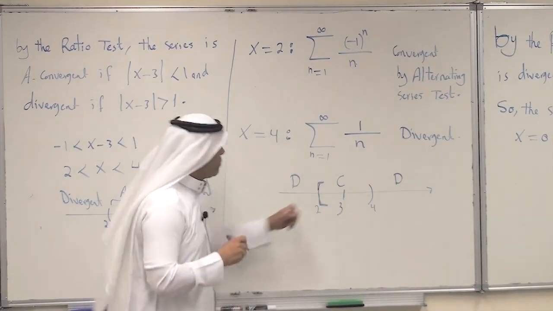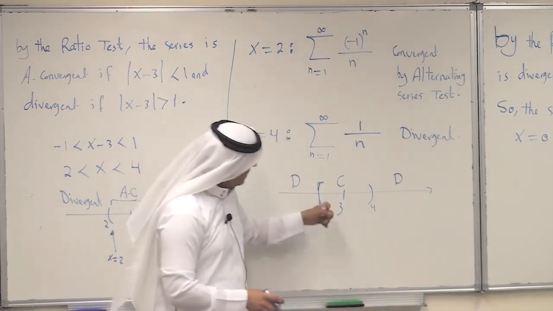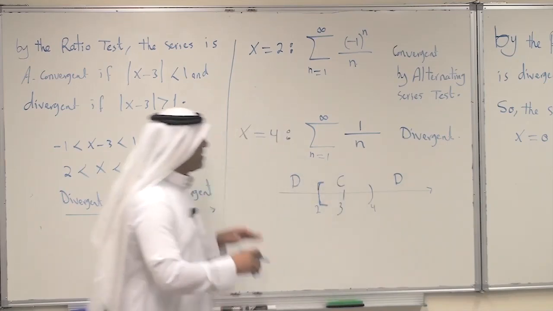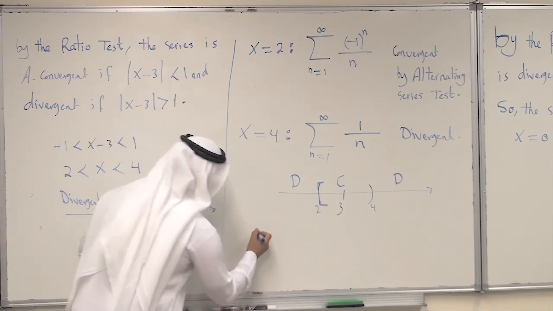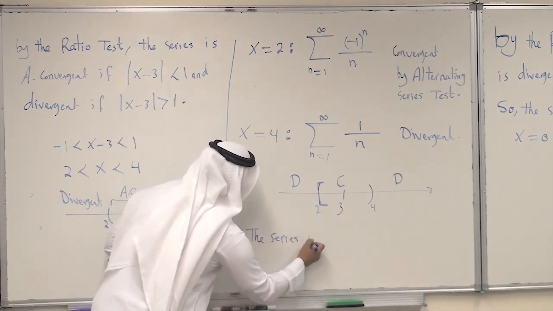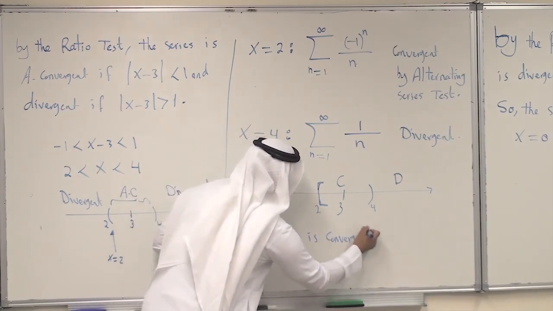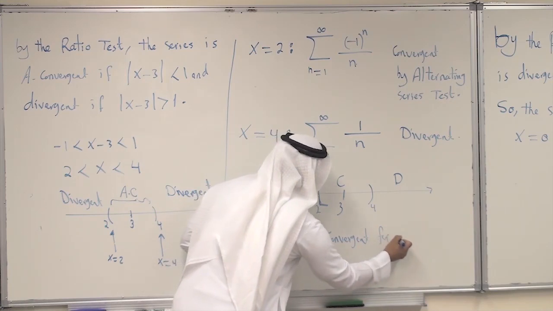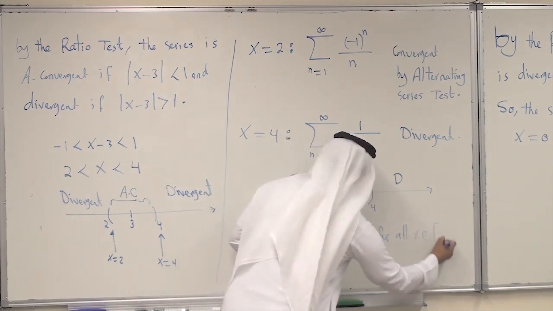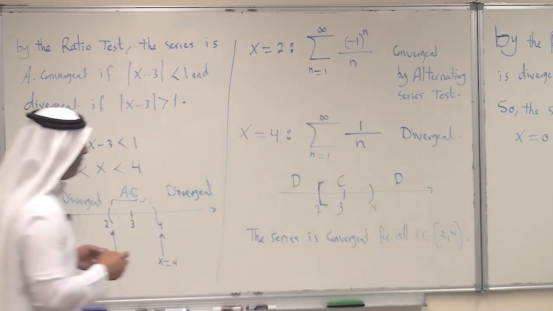Yes, between 2 and 4, open, it's absolutely convergent. But at x equal to 2, it's only convergent. And it is divergent outside. So what is the final answer? The series is convergent for all x belonging to the interval 2 to 4. So it's closed at 2 and open at 4.